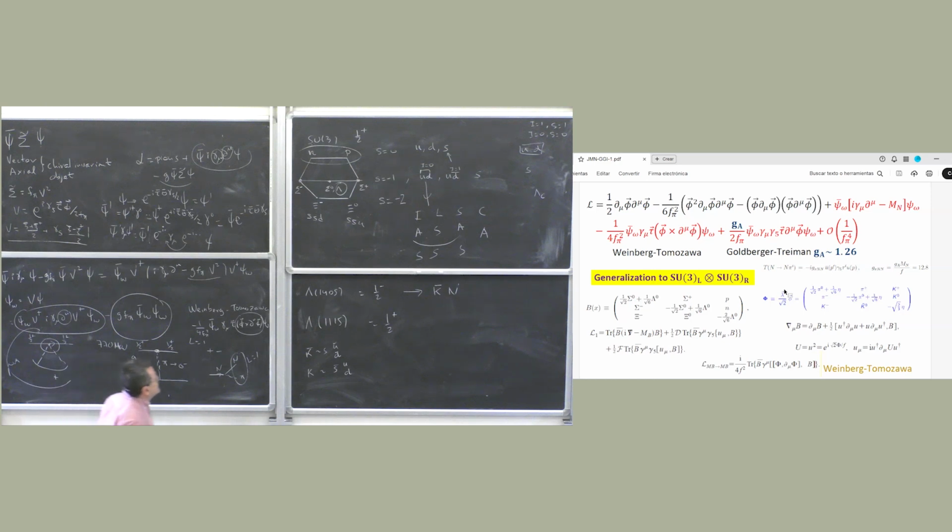What is the parity of this? Hmm? Sorry? Yeah. Okay. No. Everybody agree, but no. What is the intrinsic parity of the kaon?